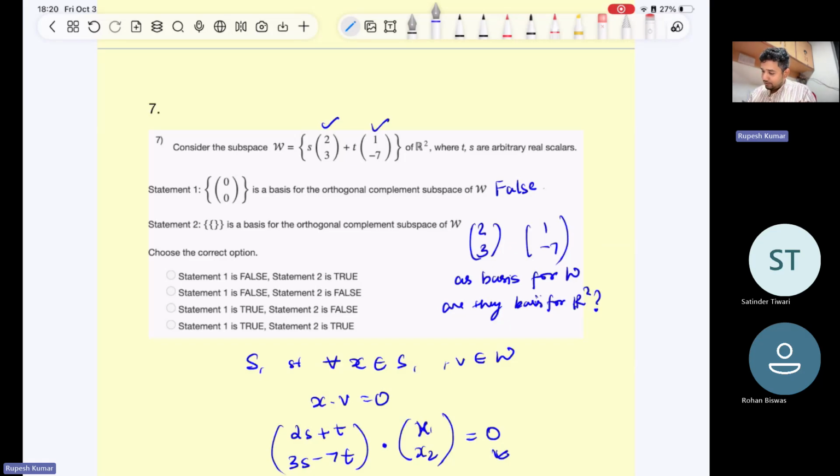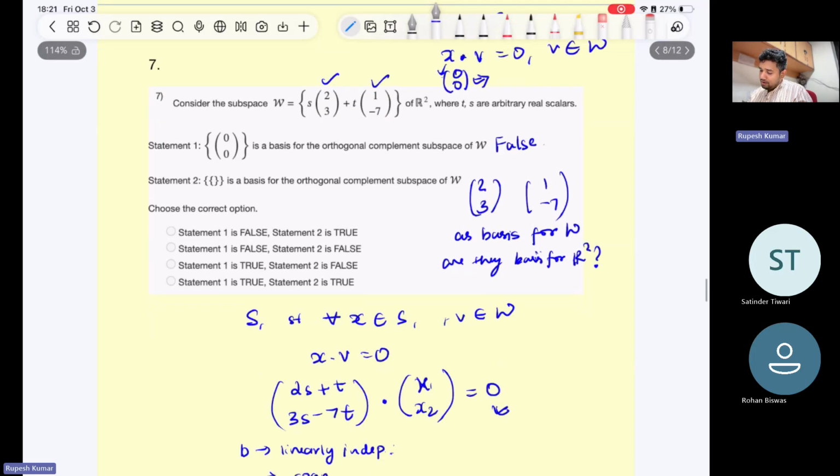So now you have to find a vector x that belongs to some set S, which is a subset of R2, such that x dot V equals 0, where V belongs to W. Now my question is, can you find any such vector? Which vector satisfies this property? Only the zero vector. Only 0 satisfies this property, right? So basically it's an empty space, right?